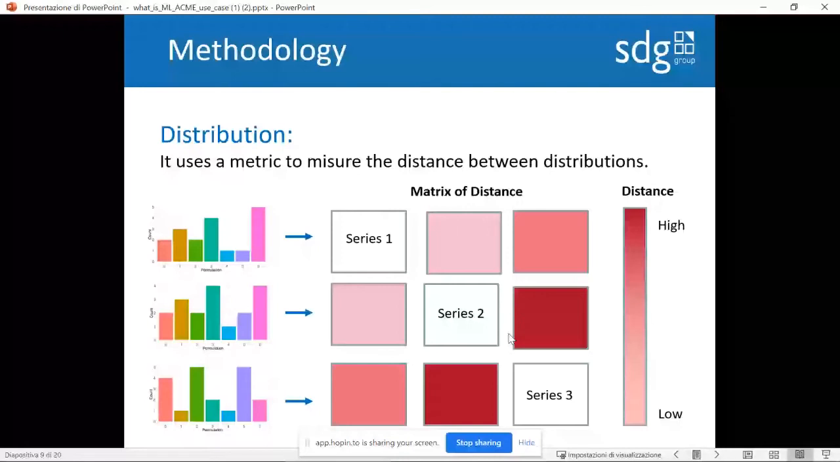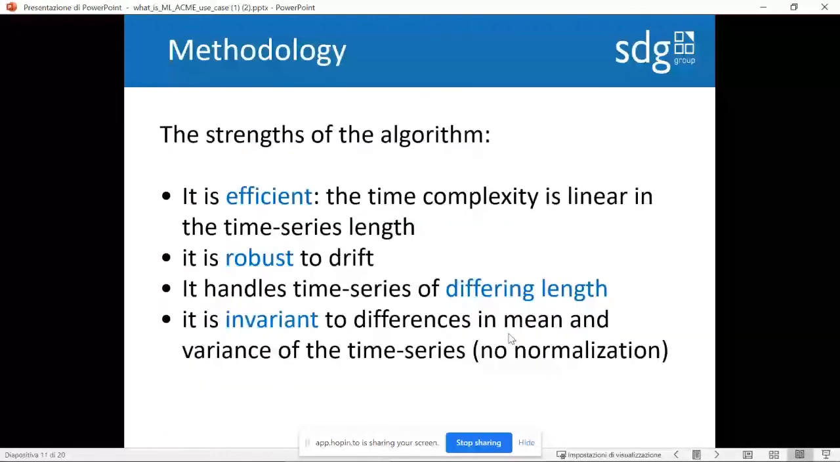And then we identify the optimal number of clusters in order to be able to associate each single batch to a single cluster, to identify the shape and how the different batches go to that cluster. The strength of this algorithm is that it is efficient and robust. More importantly, it handles time series of different lengths, because the duration of the cycle is about 4 hours, but it varies. It's invariant to differences in mean and variance of the time series. There is no need for normalization.